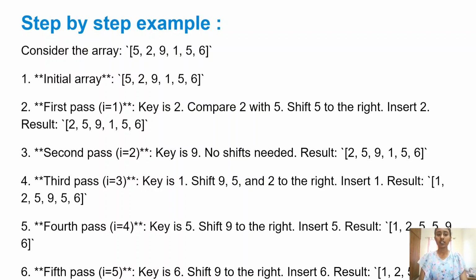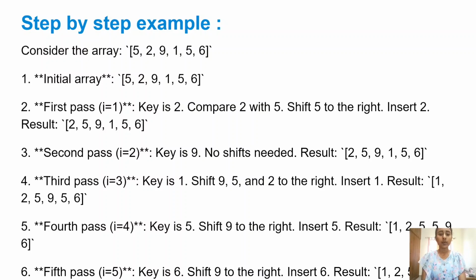Next is the first pass, meaning i equals 1, where key is 2. Compare 2 with the 5. Then shift 5 to the right. Then insert 2. The result will be 2, 5, 9, 1, 5, 6, where 2 is shifted to the left side, meaning 5 is shifted to the right. Then second pass, i equals 2, where key is 9. No shift needed. Result 2, 5, 9, 1, 5, 6.